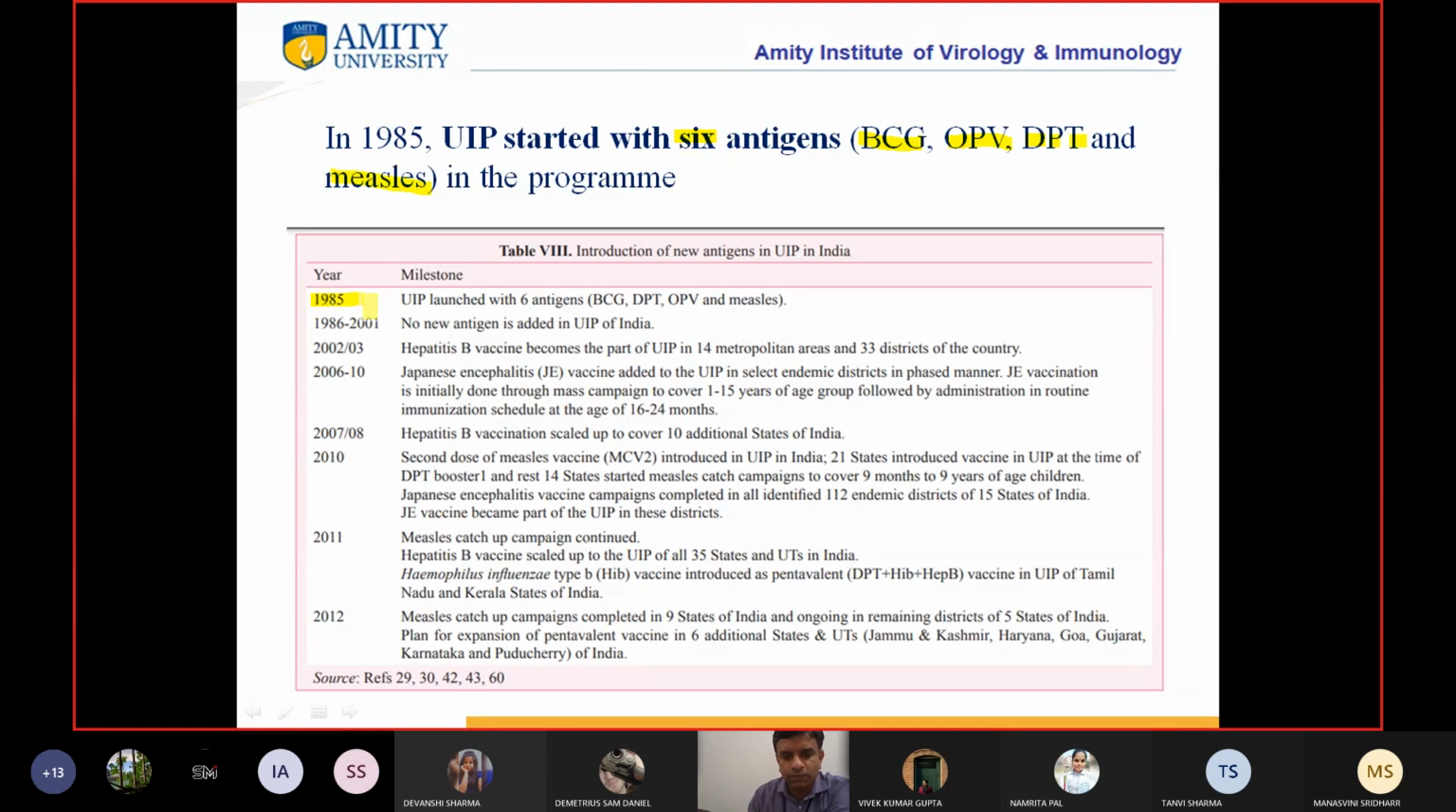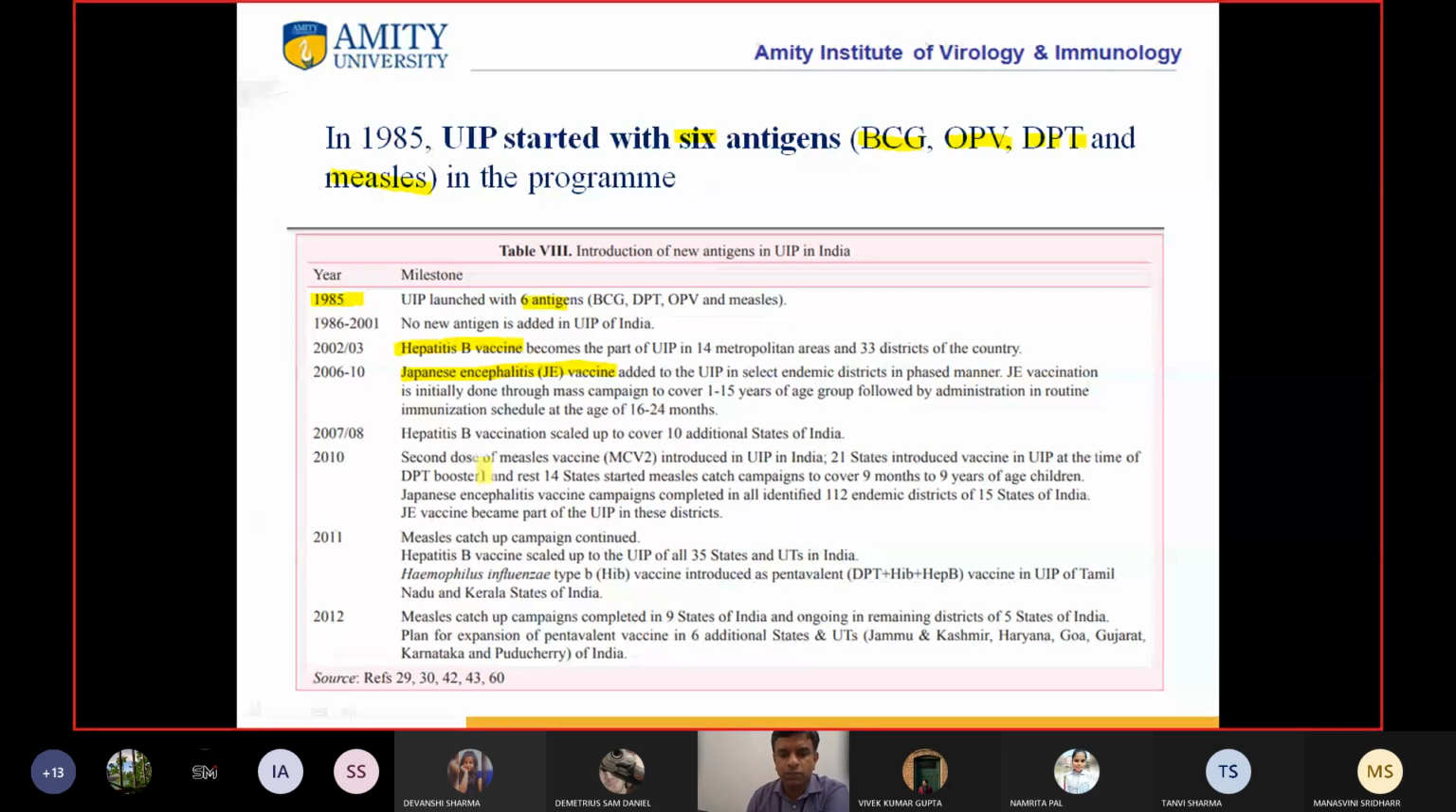So it was launched in 85 with 6 antigens, and you can see for almost the next 15 years, no new antigen was added in UIP. For a very long time, no new antigen was added, but later on, in 2002, hepatitis B vaccine was added in this UIP. But again, it was not available throughout the country. Only some 14 metropolitan areas and 33 districts of the country were included. Later on, in 2006 and 2010, another antigen, Japanese encephalitis vaccine, was added, but again, it was not in all the areas of India. It was only given in some select endemic districts in a phased manner.